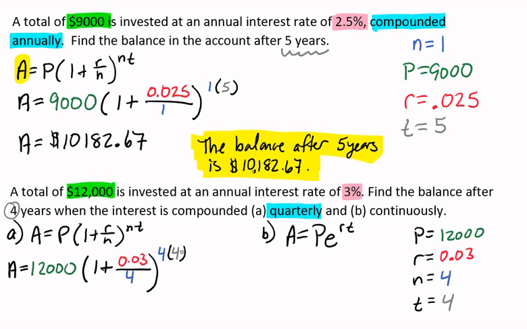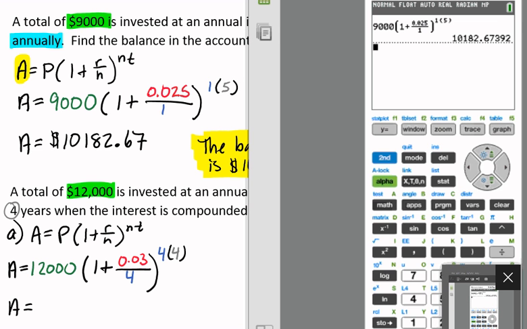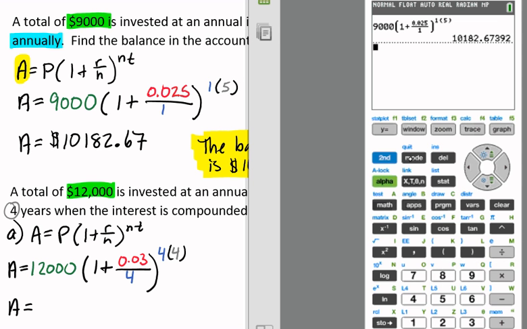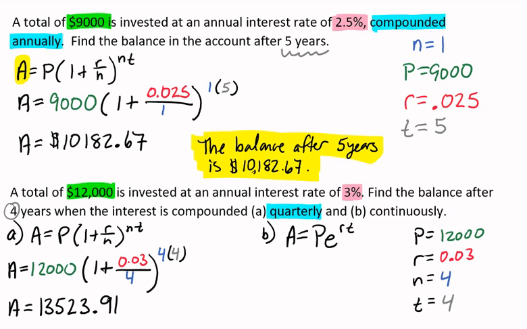All right, so we're all set to plug this into our calculator and see what we're going to get. So let's pull up our calculator and then we will do this. So 12,000 times 1 plus 0.03 over 4 raised to the 4 times 4 power gives us $13,523.91. So we'll write that down. And so that's the answer to our part A, because again, we're finding the balance after the compound interest. All right, so that's part A's answer.